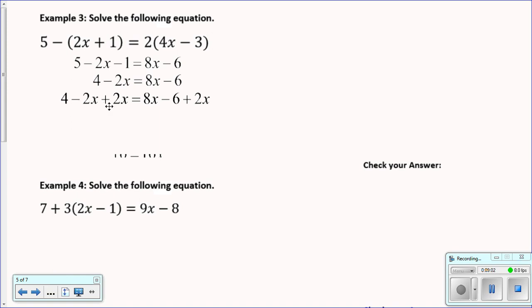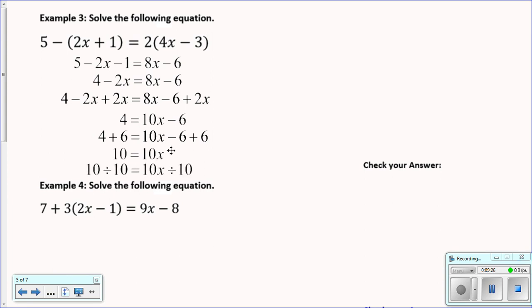And the minus 2x plus 2x, that's going to create a 0. And then over here, it allows me to have like terms to combine. So these go away, leaving just 4. 8x plus 2x gives me 10x. Now it's a two-step equation, so I just go ahead and solve it. So I'm going to add 6 to both sides. And then it gives me 10 equals 10x. Then I divide both sides by 10. And there we go. And then I get x equals 1.